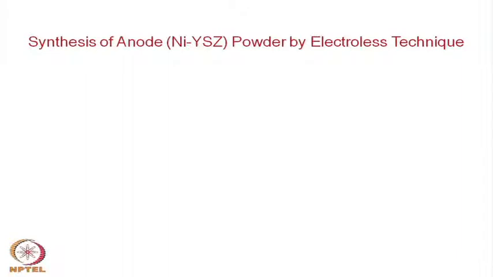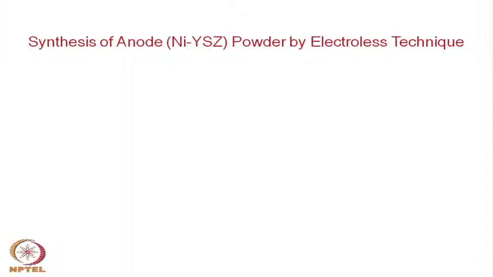When you talk about the anode, it is basically nickel YSZ. So, YSZ powder and nickel oxide are put together and mixed together and then heated at high temperature to make a composite nickel oxide YSZ powder, and then during its use, because it basically faces the hydrogen or the reducing condition, the nickel oxide gets reduced to nickel and finally, the structure remains as nickel YSZ. So, I am not going into the details of these powder preparation techniques.